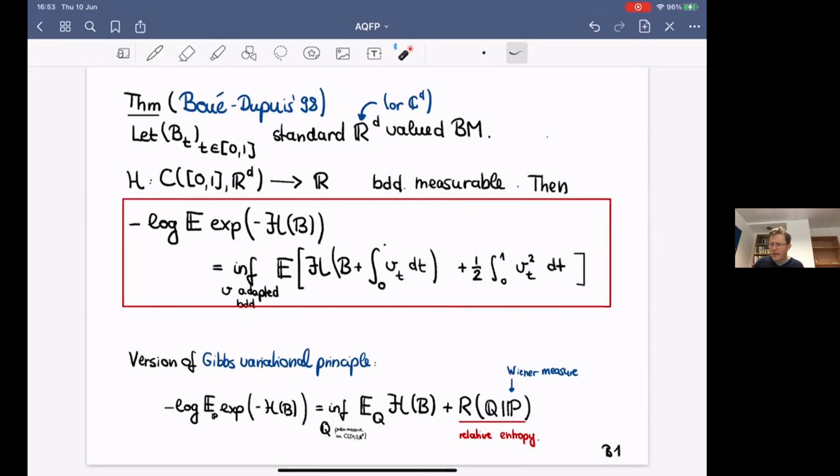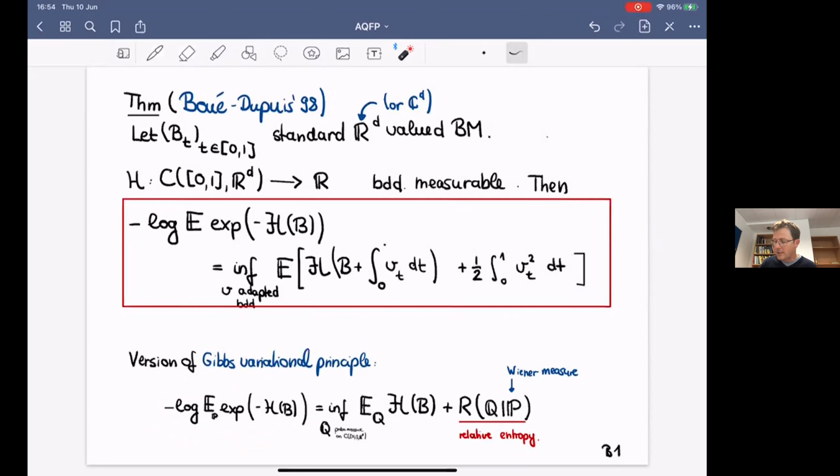Let me also just say that this is actually not a surprising fact. At first glance, this is not very surprising at all. This is really a variant of the Gibbs variational principle, which tells you that you can calculate these exponential expectations for pretty much any measure. And on the right-hand side, you calculate expectations without the exp and the log.